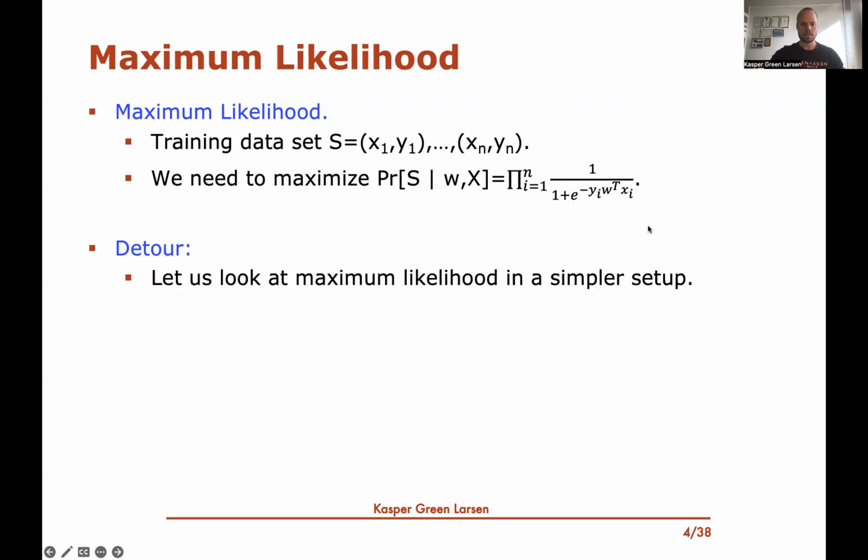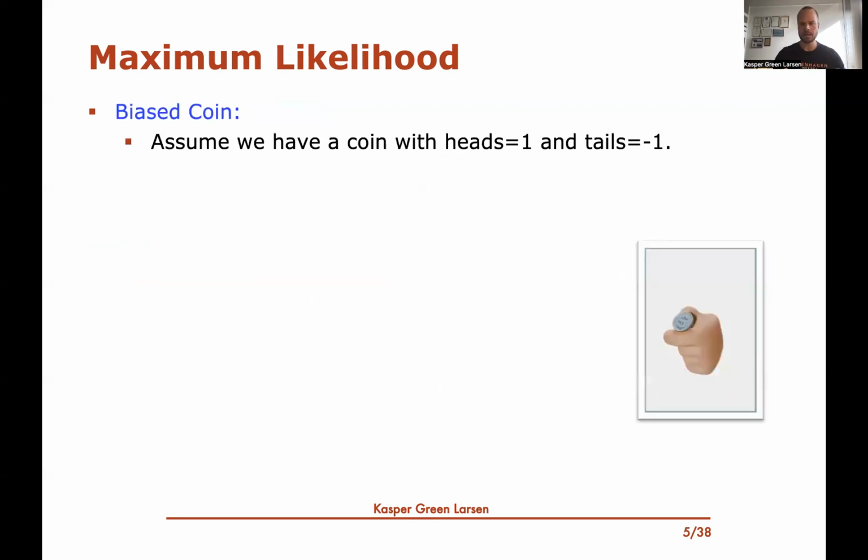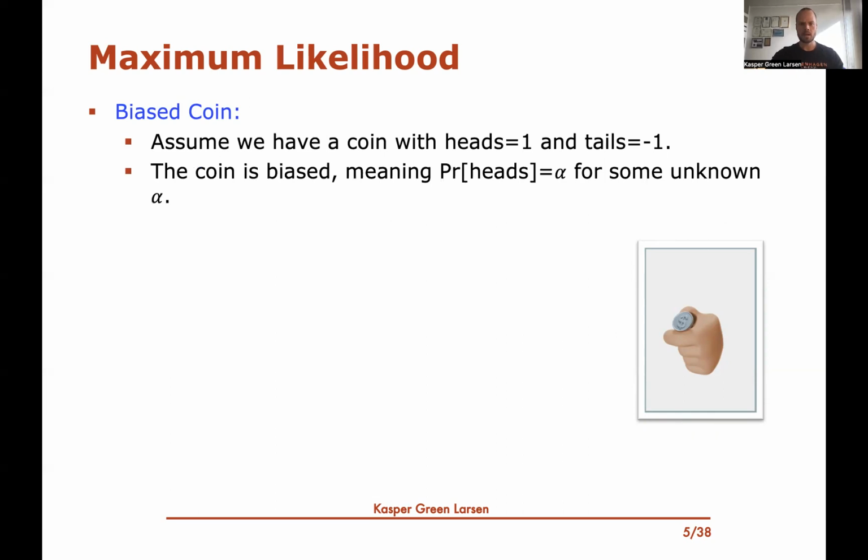Okay, so let's look at a different example that is simpler to deal with than the full general case. Let's say we have a biased coin, meaning that it has two outcomes, a heads, which you think of as a 1, and a tails, which is a -1. And the coin is biased, meaning that it's not uniform random between heads and tails, but it's equal to heads with some probability alpha. So we don't know alpha, and this is what we'd like to try and learn.